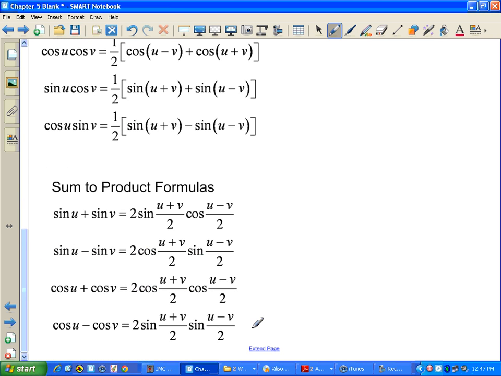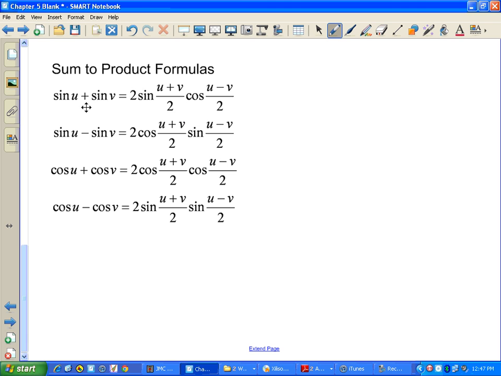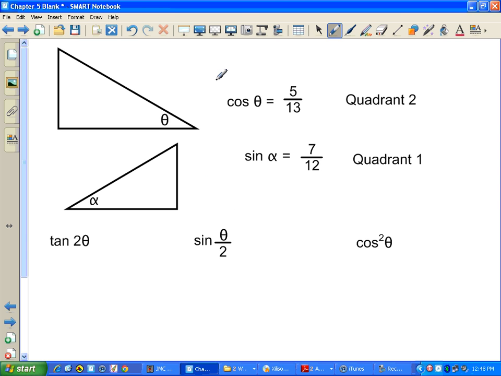These are useful. If we have a sum or a difference, we can turn it into a product. These are useful because it's easier to solve when you have a product. If you've got something plus something equals something, it's not as easy to solve as if you've got something times something equals something, because then you can cross multiply or get it equal to 0 and set each factor equal to 0. So these are useful. So let's go through some examples.